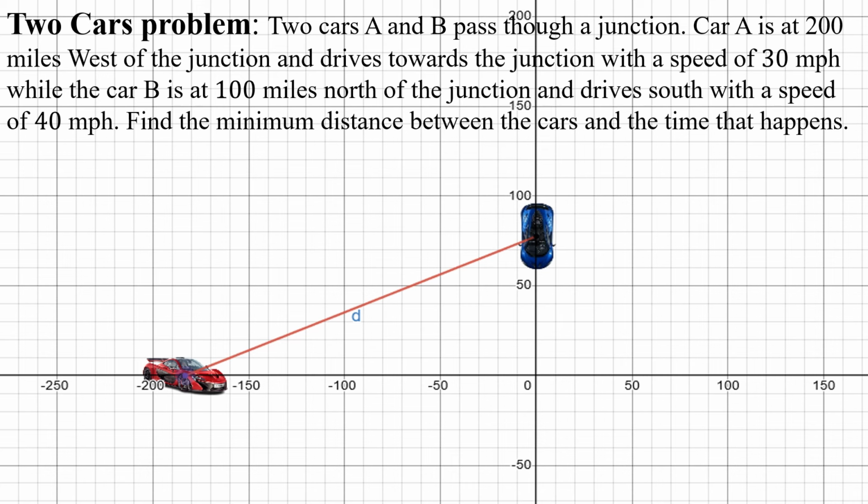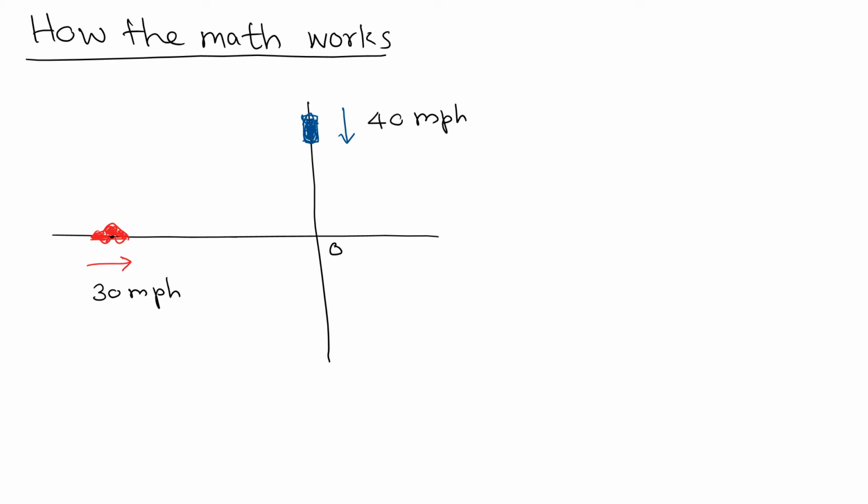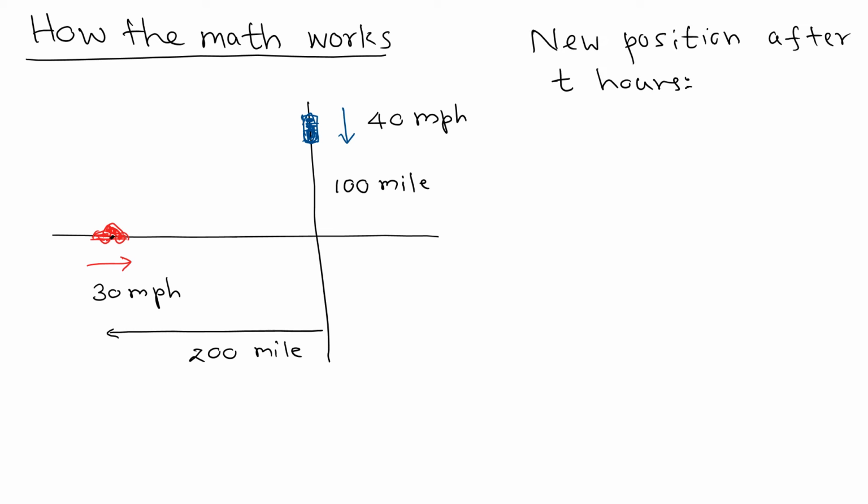So we have two cars. One is west of the junction and the other is north of the junction. The red car is moving east at 30 miles per hour. The blue car moves south at 40 miles per hour. The red car is 200 miles west of the junction, and the blue car is 100 miles north of the junction. Let's see what happens after t hours. We use t in hours because the speeds are in miles per hour, so it's easier.